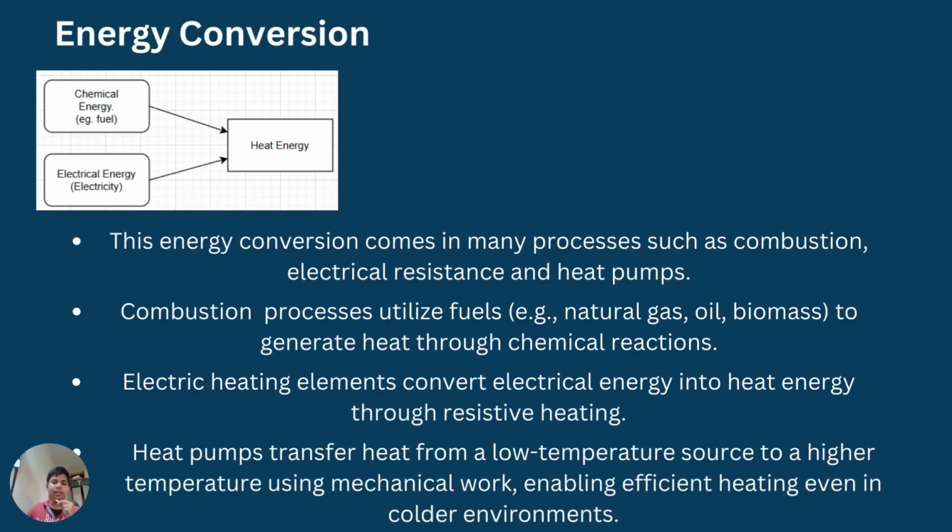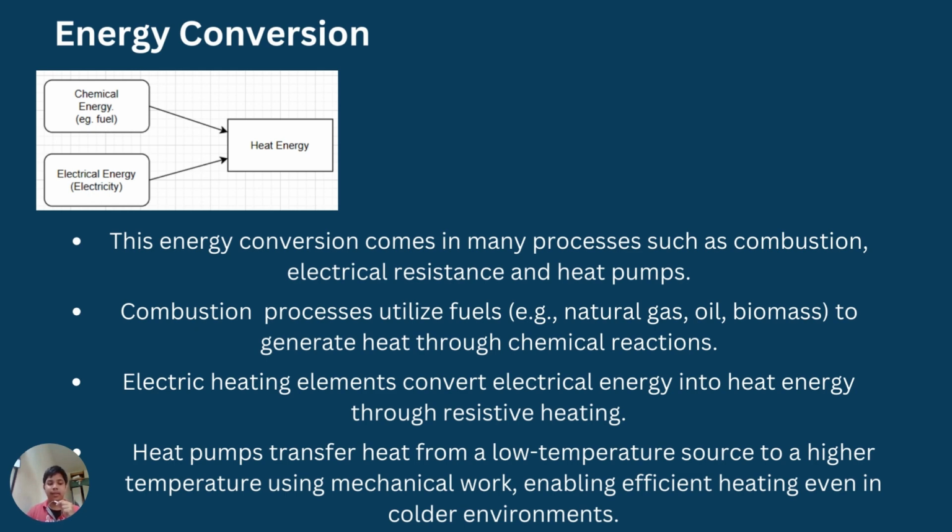Energy conversion comes in many processes such as combustion, electrical resistance, and heat pumps. Combustion processes utilize fuels: natural gas, oil, biomass, or coal. When the fuel is burned, the chemical energy from the coal, gas, or oil is converted into heat energy. Electrical heating elements convert electrical energy into heat energy through resistive heating.